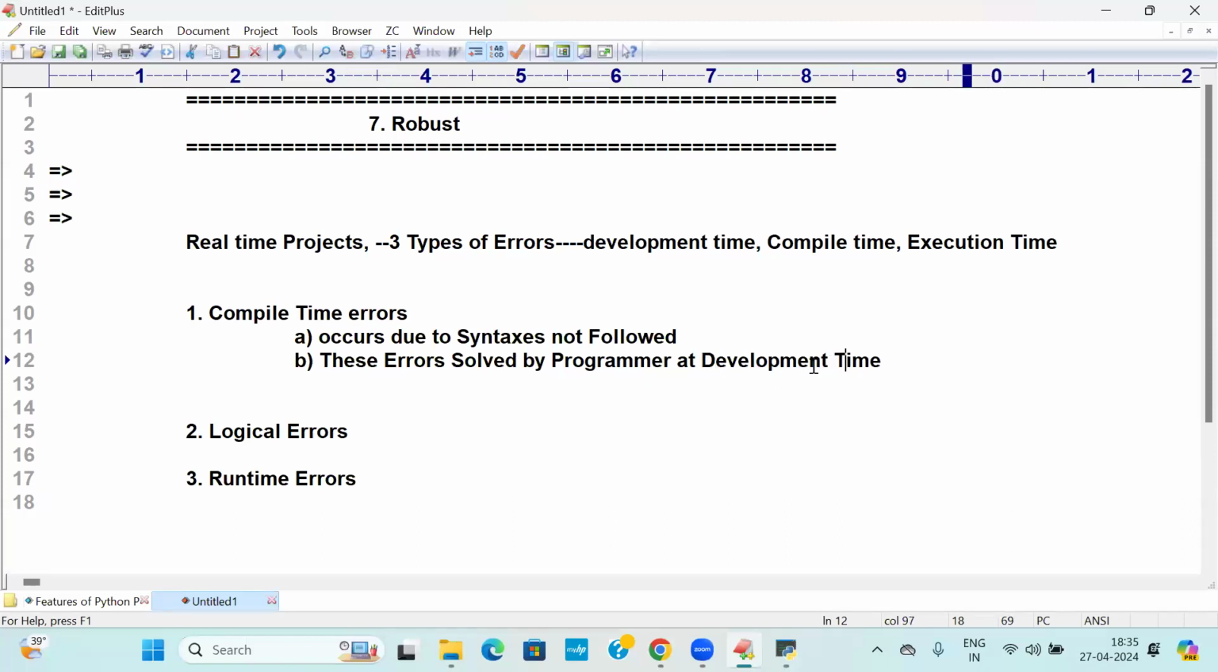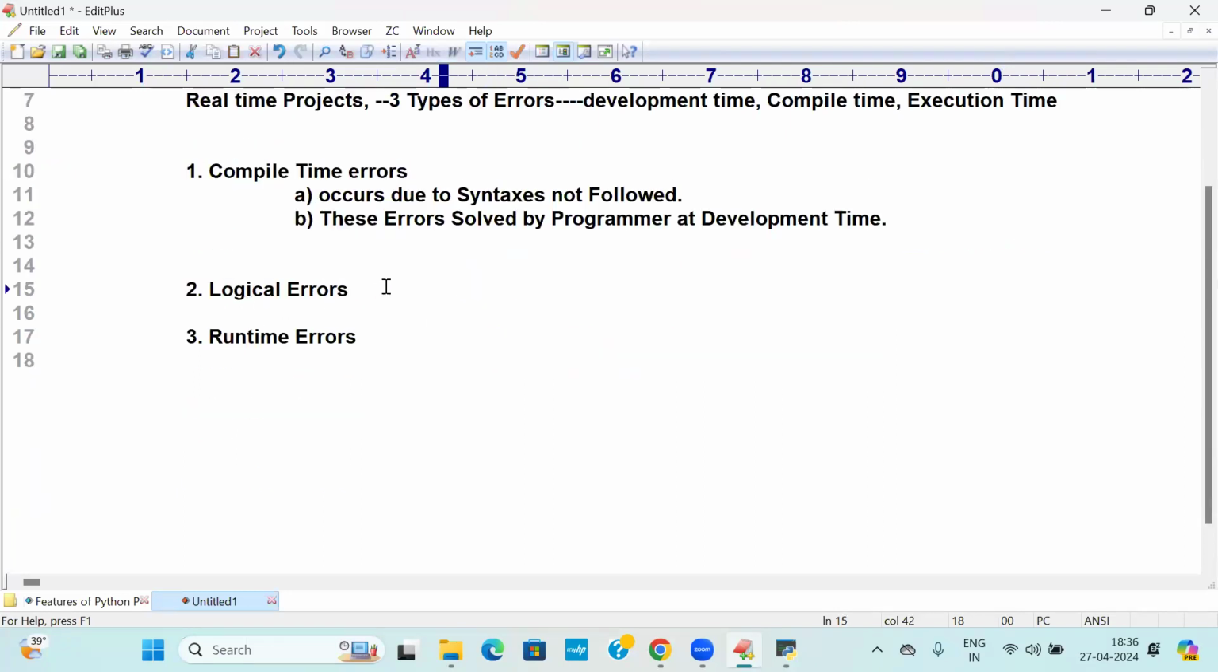I hope you are following me. That means during your application development time only these errors will be solved. Right? If you don't solve it, your application cannot be integrated in that particular project.